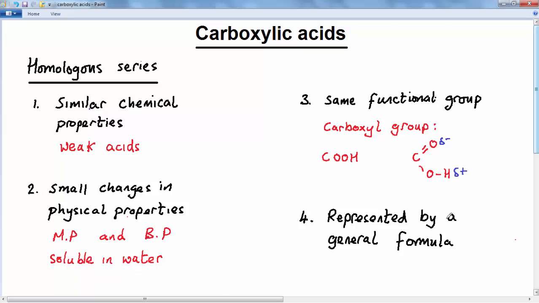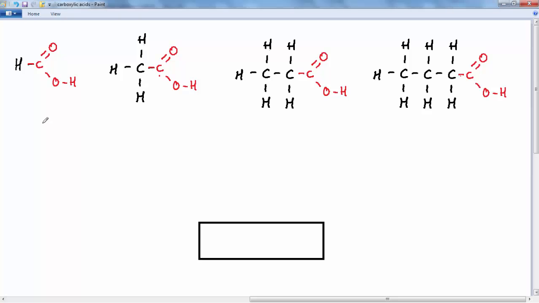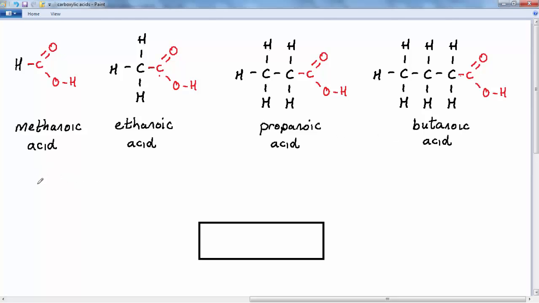Now finally, the characteristic of a homologous series is that it can be represented by a general formula. And so to do that, let's just look at the first members in the group. The first member of the group is methanoic acid. Then after that we have ethanoic acid, then propanoic and butanoic acid. Okay, so we'll write the chemical formulas for each. In the first case, the methanoic acid is written H, and then we keep the functional group intact in each case, so that's HCOOH.